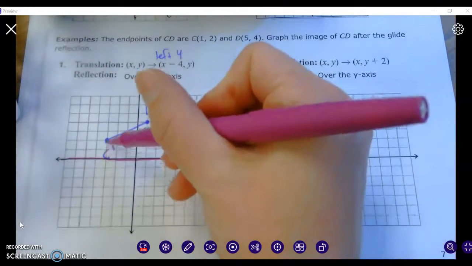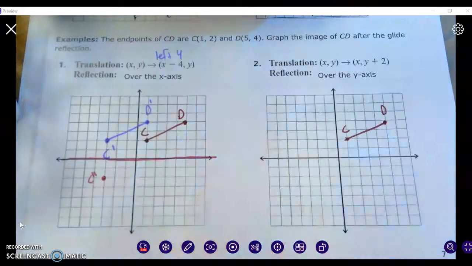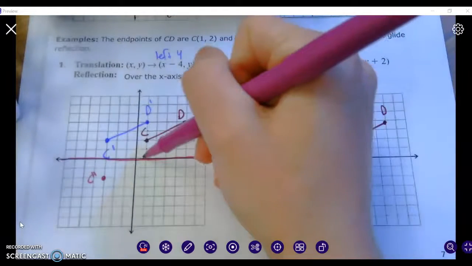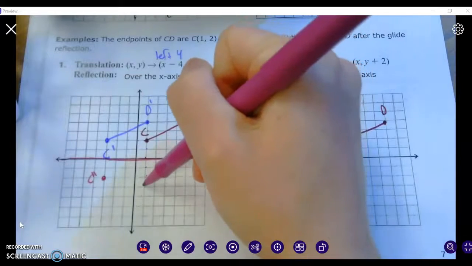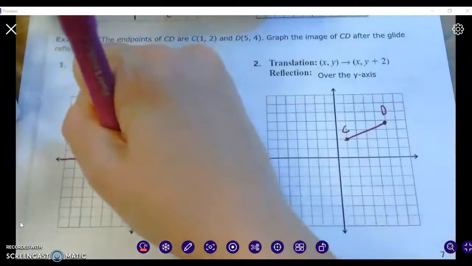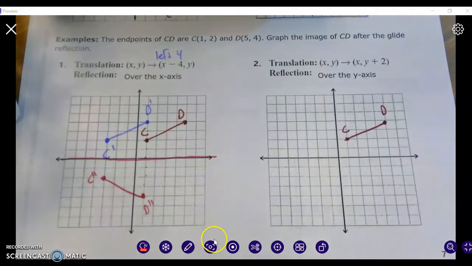So C prime is 2 away from my line of reflection. So I count 2 away in the opposite direction. And then D is 1, 2, 3, 4 from the x-axis. So 1, 2, 3, 4 in the opposite direction. Okay, so we just flip that over that line of reflection. Okay, questions?